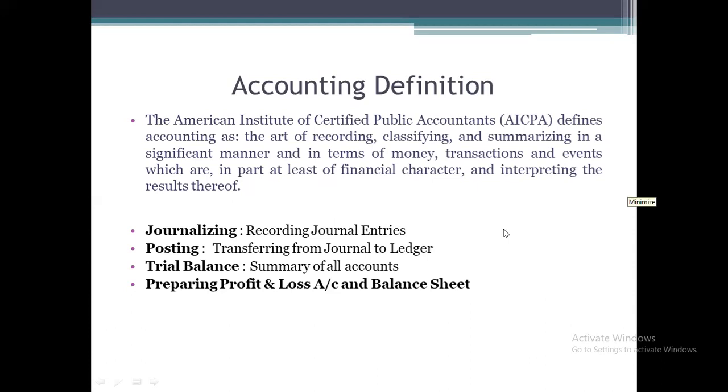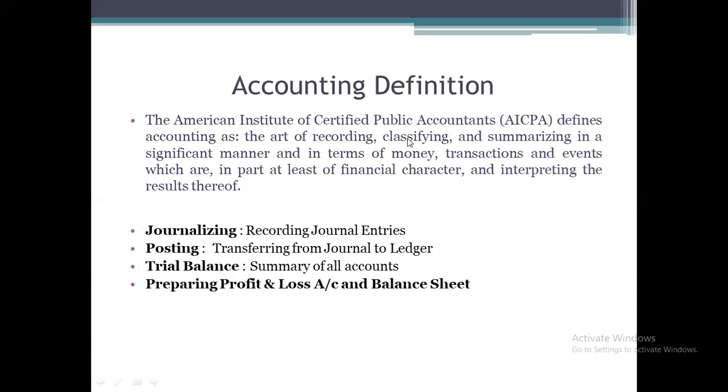Okay, right. Thank you for reading that out. So this is the definition of accounting. AICPA defined it as an art of recording. If you look at these words very carefully, the first step is recording. When I say recording, it is nothing but booking the journal entries. Simply, the first step in accounting is booking the journal entry as per this definition.